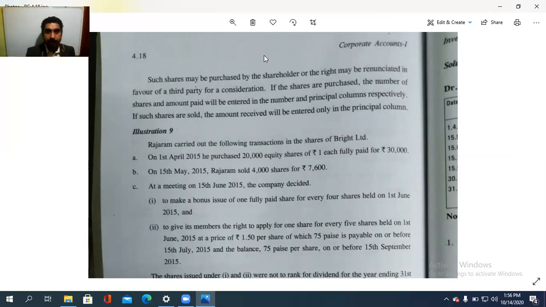So, how is it? When purchasing such shares, the right may be renunciated in favor of a third party. ഒരു മൂന്നാമതൊരു വ്യക്തിയുടെ പേരിൽ ഇത് എഴുതിയിരിക്കും. If the shares are purchased, the number of shares and amount paid will be entered in the number and principal columns respectively. If such shares are sold, the amount received will be entered only in the principal column. അപ്പോൾ പർച്ചേസ് ചെയ്യുമ്പോൾ നോമിനൽ വാല്യൂ കോളം, പ്രിൻസിപ്പൽ കോളം രണ്ടിനകത്തും റെക്കോർഡ് ചെയ്യും. സെയിൽ ചെയ്യുമ്പോൾ only in the principal column to be recorded.